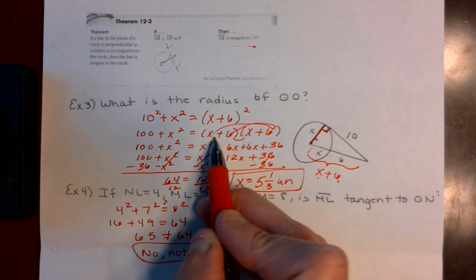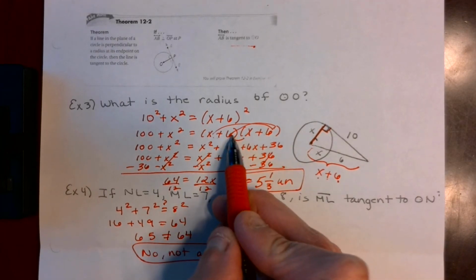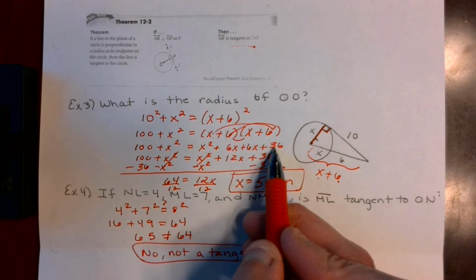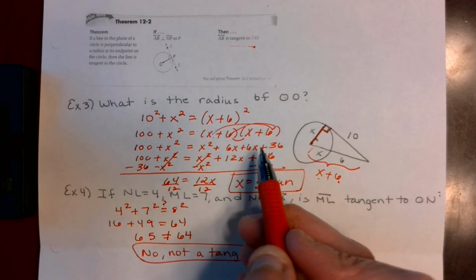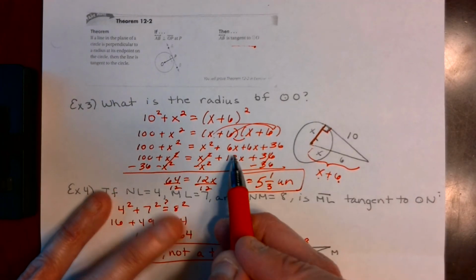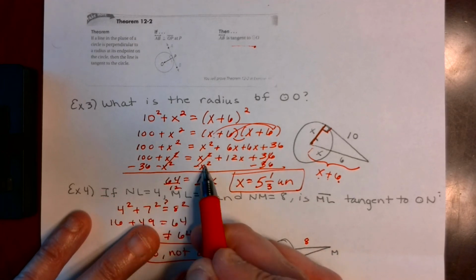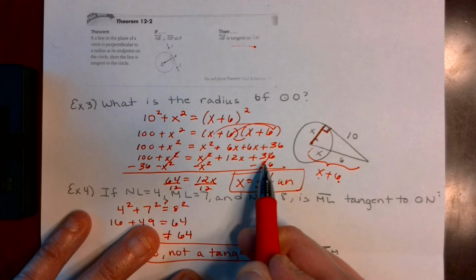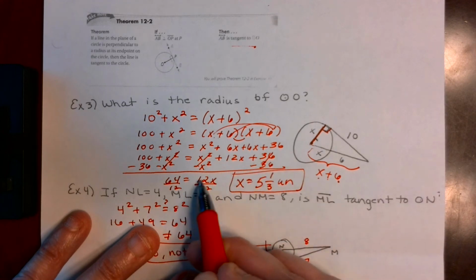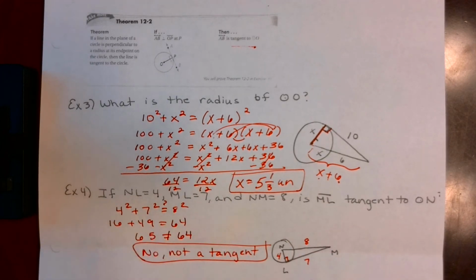Okay. And x times 6 is 6x, and 6 times x is 6x, and 6 times 6 is 36. So what happens then is when you subtract your x squared from both sides, they drop off, which is great. And then we're just solving for x. And when you do all the work, you end up with 5 1/3 units.